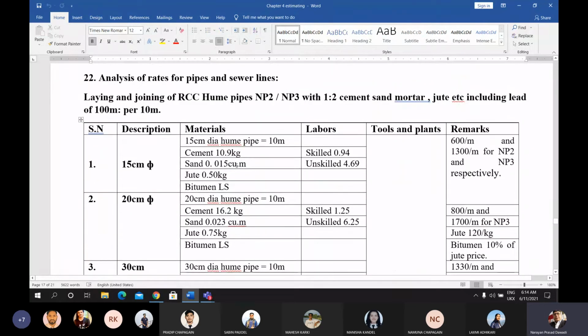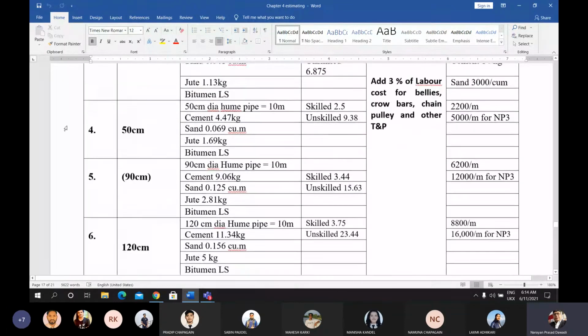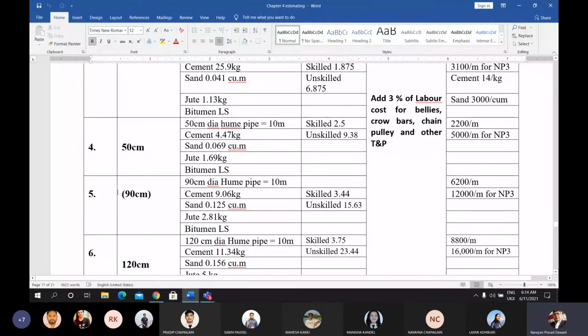And if you are not given a specific dimension, then you can do it for any dimension. But if a dimension is not specified, then do it for the dimension of 90 centimeter. I have put the diameter 90 centimeter here in the bracket, so it is most important among all dimensions.